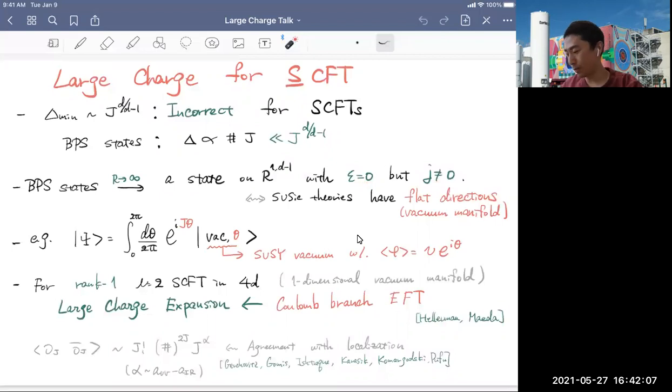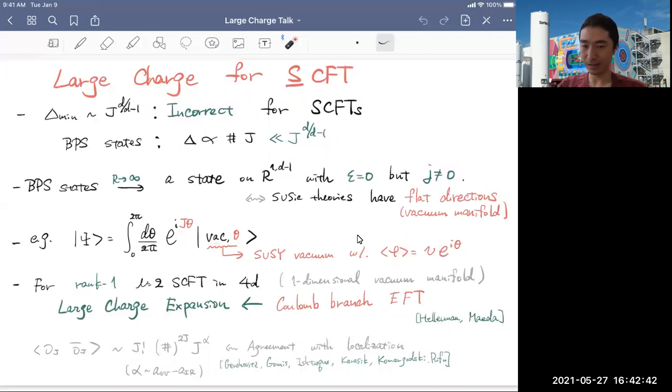One way to construct such a state is to take a state on the vacuum manifold, let's say parameterized by theta, where theta specifies the direction of the vacuum expectation value of the complex scalar field. Then you multiply by this factor and integrate over d theta. If you construct such a state, then you can see that this state has charge J, although this state has energy 0.